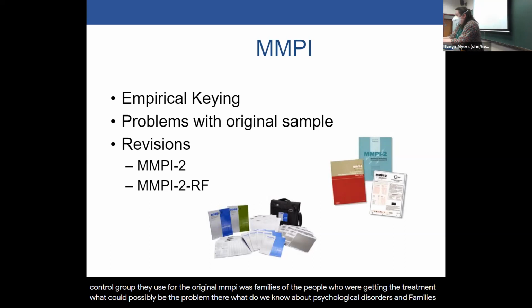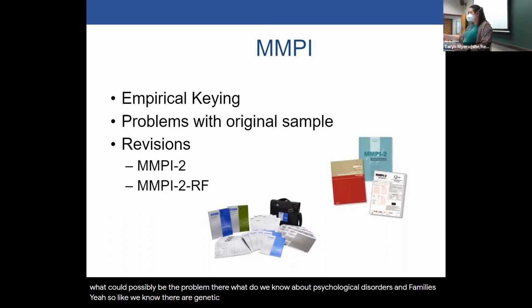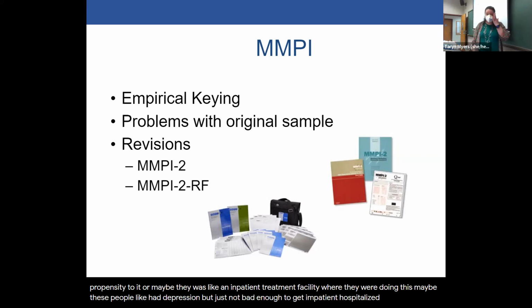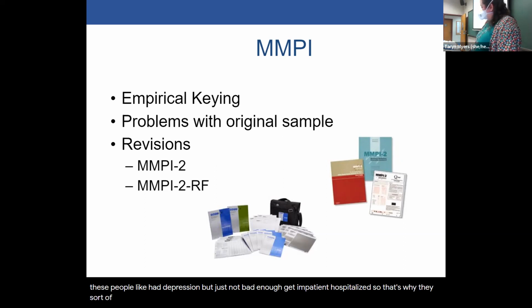Yeah, it's like genetic. Exactly. Schizophrenic, the dad is more likely to have it, and whether they have to live with it also depends on their environment. Yeah. So we know there are genetic things linked, so it's possible that these people had the propensity for it, or maybe it was an inpatient treatment facility where they were doing this. Maybe these people had depression, but just not bad enough to get inpatient hospitalized. So that's why they really had to go in and look and ask, okay, what's going on here?